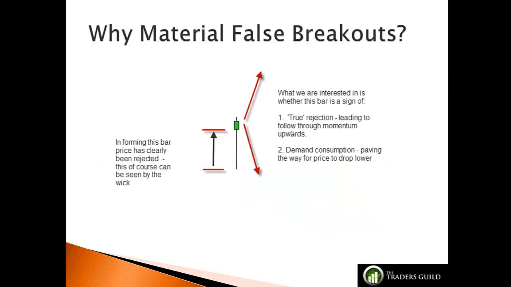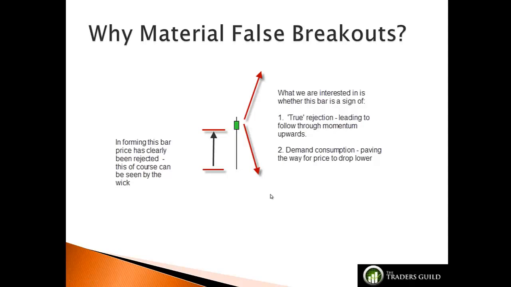Going back to this slide. If we have a false breakout, we want to see signs of true rejection, i.e. if this is support demand, if this is a false breakout of support demand and this is the false breakout bar, we want that to be true rejection and for price to have follow through momentum, okay? What we don't want is obviously this to be demand consumption, just paving the way, just consuming the demand down here, paving the way for price to have another leg lower.